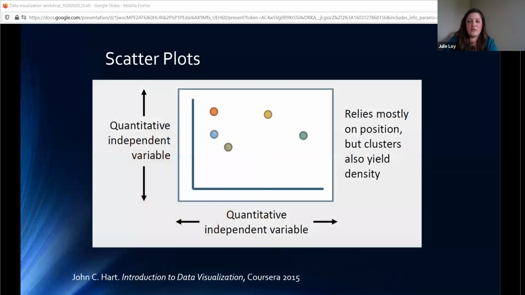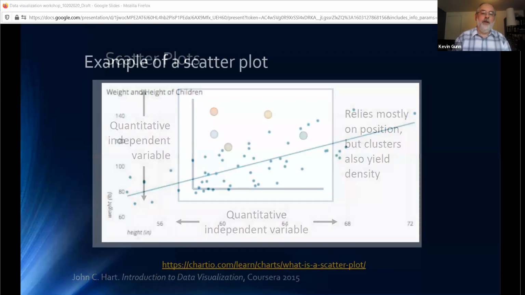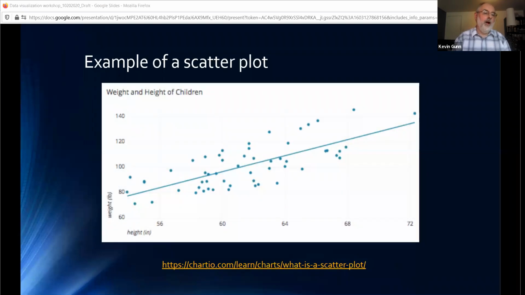Okay, next. Another type of chart that you can look at are scatter plots. You'll notice that the quantitative independent variable is compared with another quantitative independent variable. Scatter plots usually rely mostly on position, but the clusters can also yield density as well. So it depends on what it is that you want to demonstrate. They're really good for quantitative comparisons, exploring the relationships between two data sets. And of course, we've all seen this type of scatter plot with a linear regression line here as well.